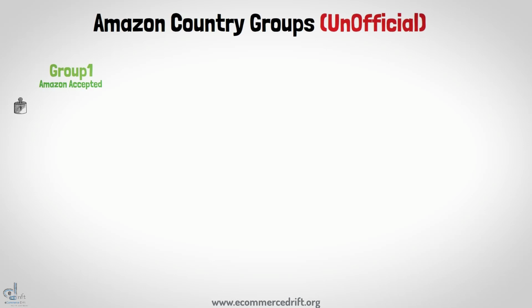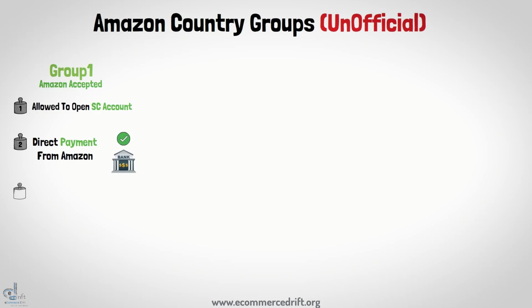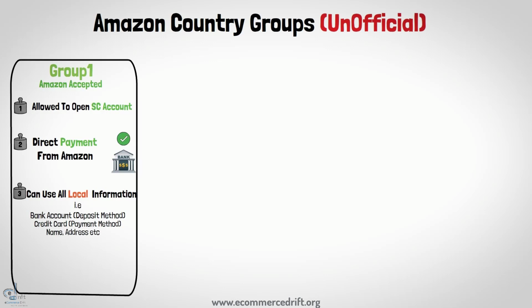If you are in a Group 1 country, you are allowed to open the Amazon Seller Central account. The banking systems in the Group 1 countries support the Amazon deposit system, so you can get your payments directly into the bank accounts of your local countries. You can also use all your local information, meaning your bank account as a deposit method, your credit card for the charge method, name, address, etc.